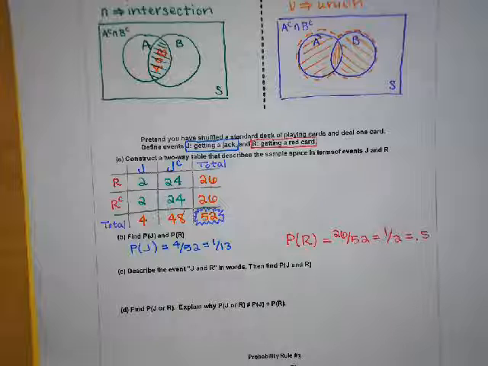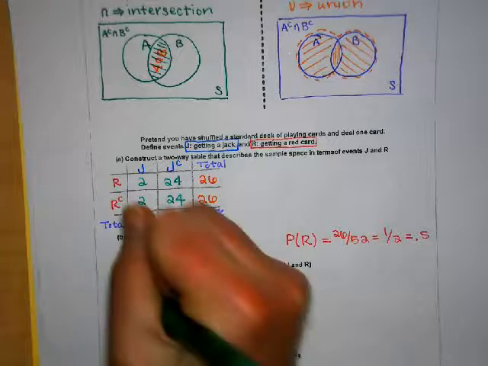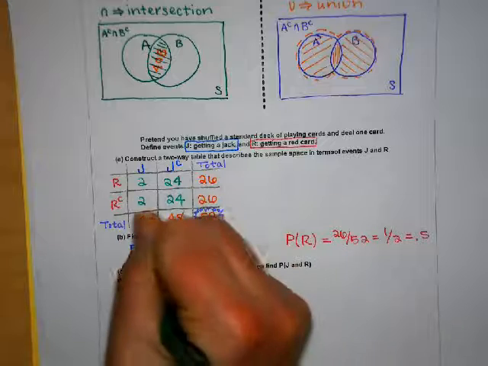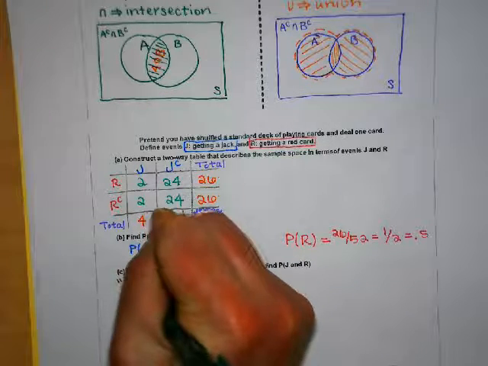All right, part C, describe the event J and R in words. So if your friend was looking at your stats homework and asked, what does J and R mean? What would you tell them? What does it mean? J is being a jack and R is a red card. So if J is a jack and R is a red card, what is our card we pull?